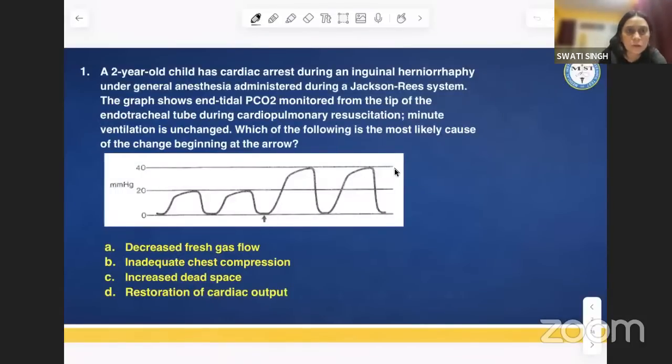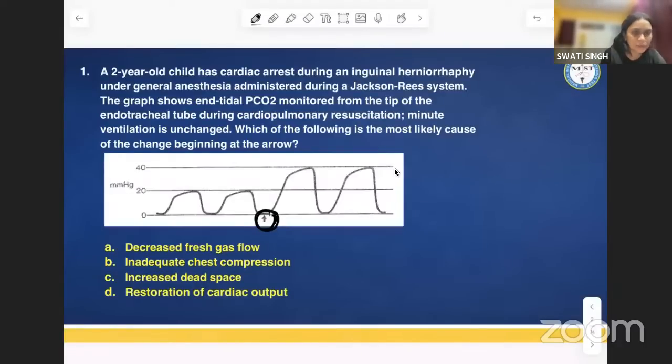A 2 years old child had a cardiac arrest during inguinal herniorrhaphy under GA administration during Jackson-Reed system. The graph showed end-tidal PCO2 monitor from tip of the endotracheal tube during cardiopulmonary resuscitation. Minute ventilation is unchanged. Which of the following is most likely cause of the change beginning at the arrow point? So there is an arrow point and here the graph changed during CPR. So what is the reason for change in this graph?